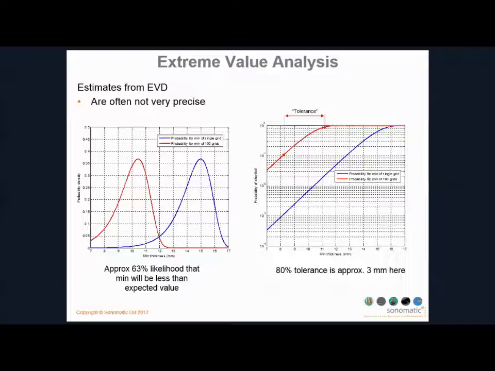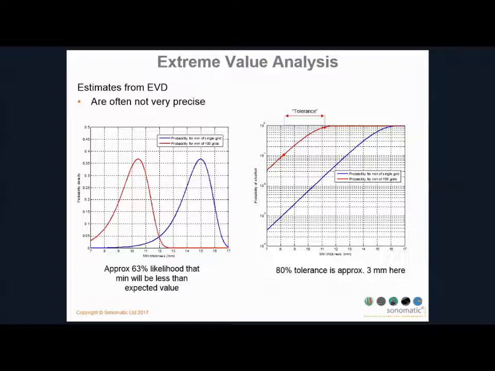So essentially what we're saying is that there's a 10% likelihood, looking at the red dot on the left, that the minimum would be less than about 8.2 millimeters, and there's a 10% likelihood, looking at the red dot on the right, up at the 90% level, that the minimum might be more than about 11.2 millimeters. So there we see there's a range of minimum that we can expect, which would be the sort of 80% range from 10% to 90%.